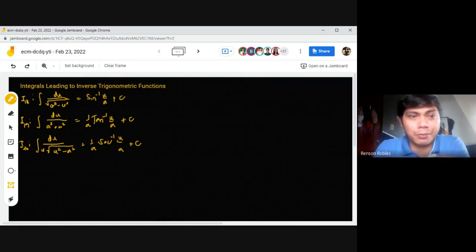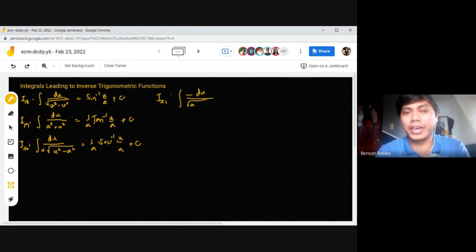You might ask, sir, where's the integral that will give us an arc cosine, an arc cotangent, an arc cosecant? When you notice that the integrand for I-18 includes the minus sign, that's negative du over the square root of a squared minus u squared, this will give you the arc cosine u over a plus c. And similarly, for I-19, when you notice the minus sign, of the form negative du all over a squared plus u squared, or u squared plus a squared, this will give you 1 over a arc cotangent u over a plus c.